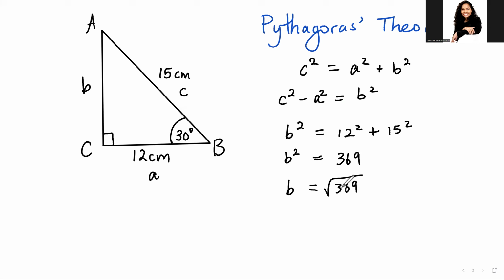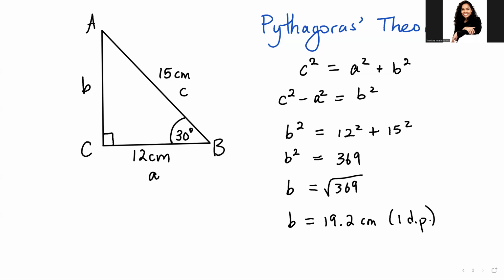Which is 19.2 to one decimal place. So B will be 19.2 to one decimal place, right? Whenever you have two sides, you can find the third side in a right angle triangle by simply using Pythagoras' theorem.